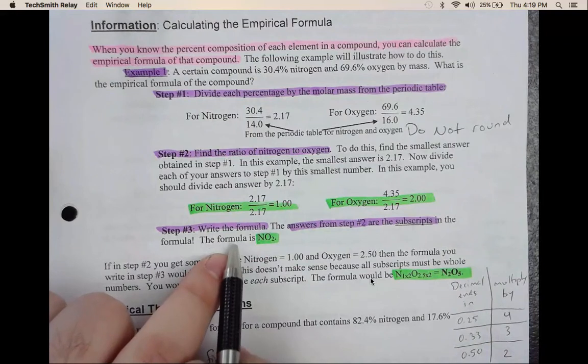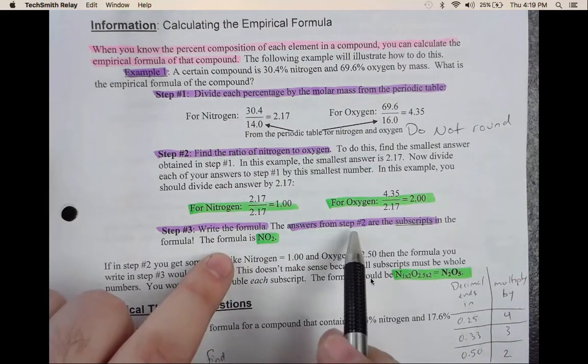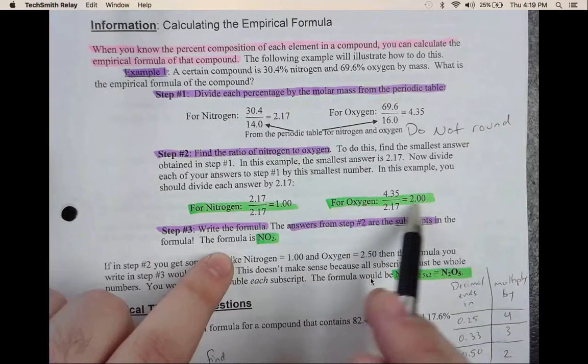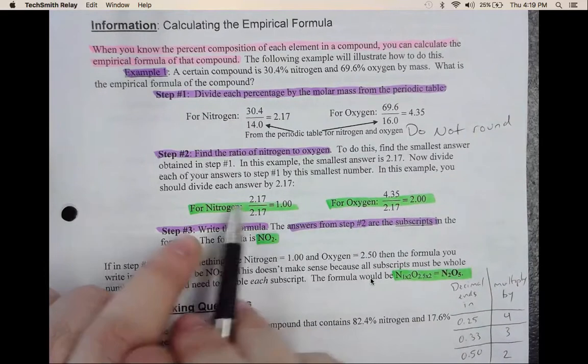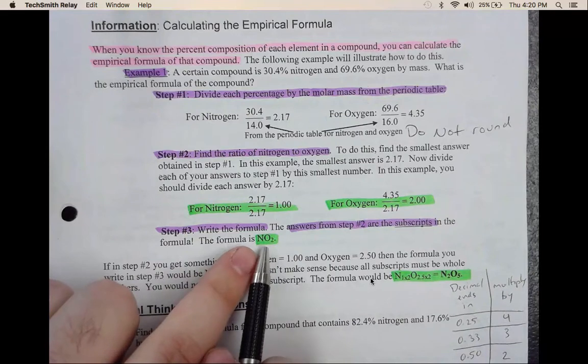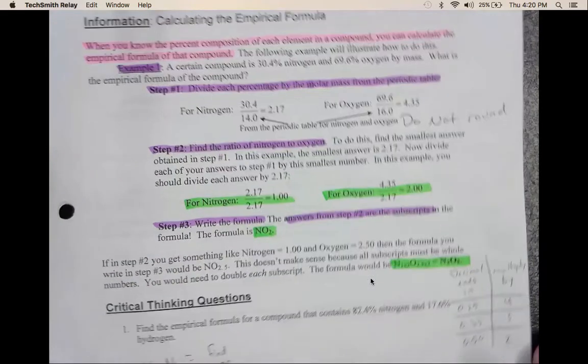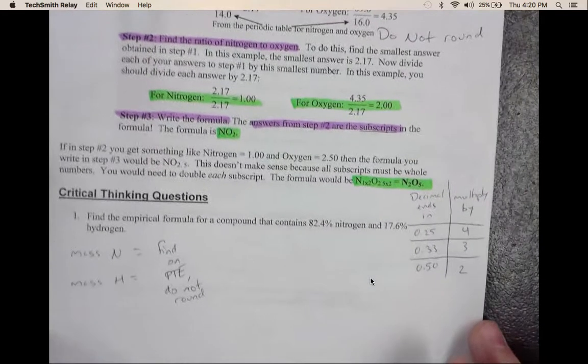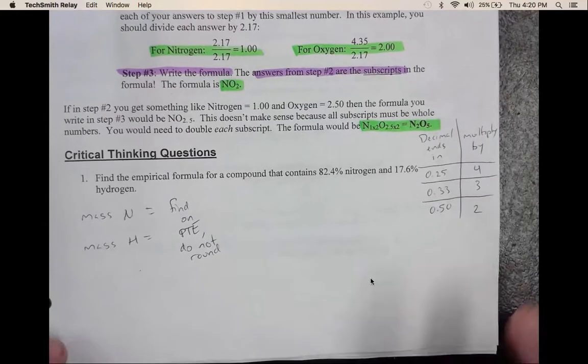Next, step 3 is to write the formula. The answers from step 2, 1 and 2, become the subscripts. The 1 is associated with nitrogen, the 2 is associated with oxygen. That's why we get NO2. So that case was an easier one.